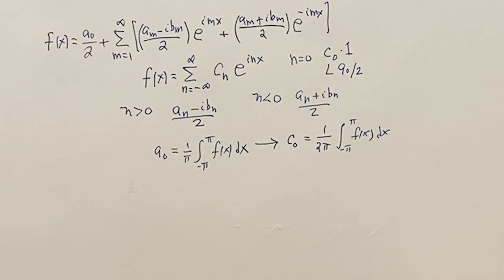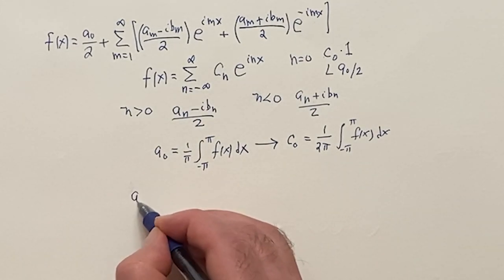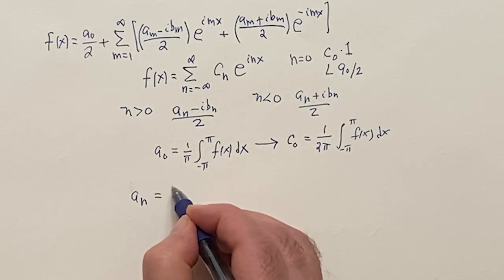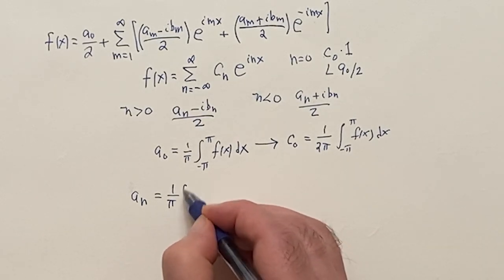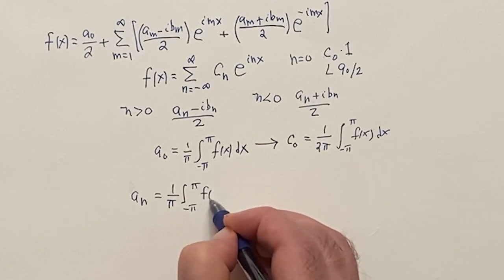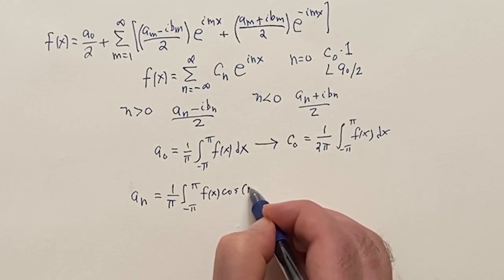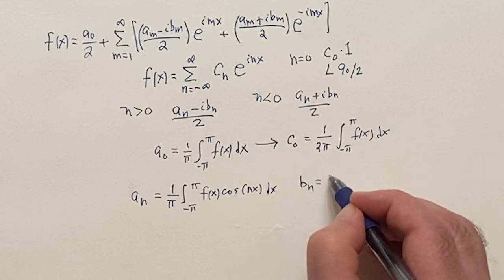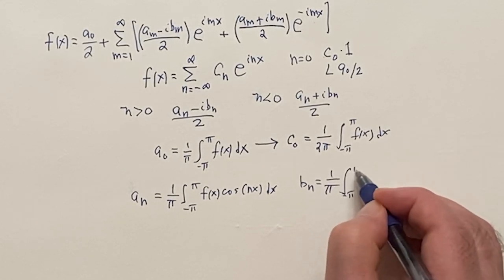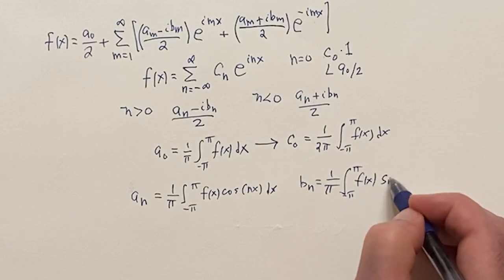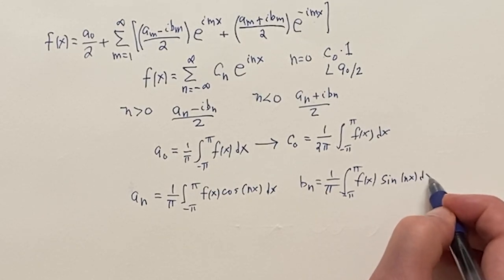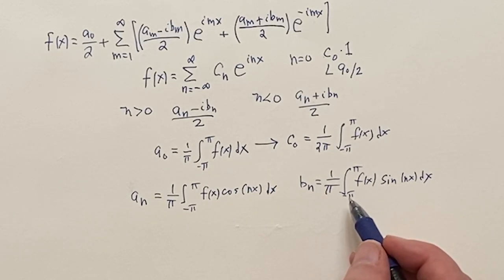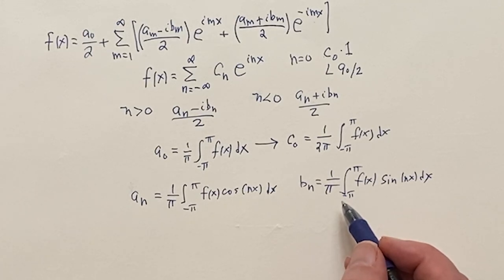Now what about the other coefficients? What happens to a n? Here we're generalizing to get to the c. So this is going to be minus pi to plus pi. Remember, we had the f of x cosine of nx dx. And then for the b n, we had 1 over pi, minus pi to plus pi f of x sine of nx dx. So these are equations from before. Now we want to couple these together and see how the c n's are going to work.